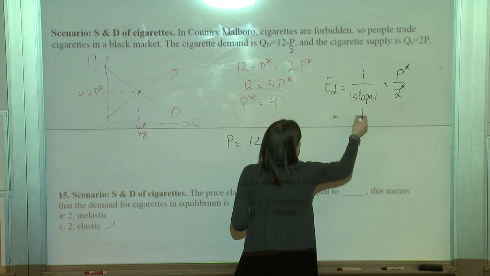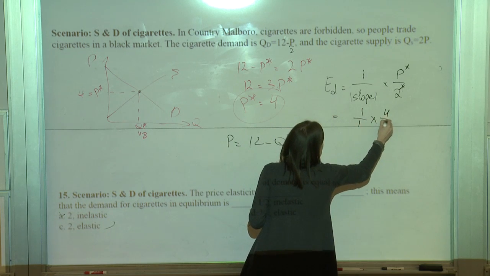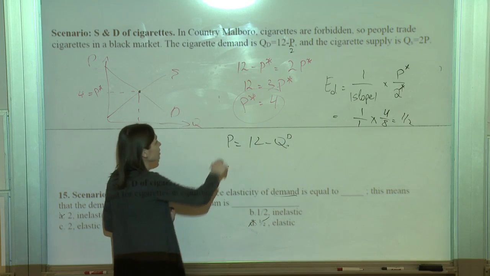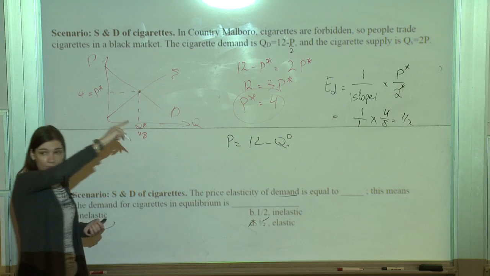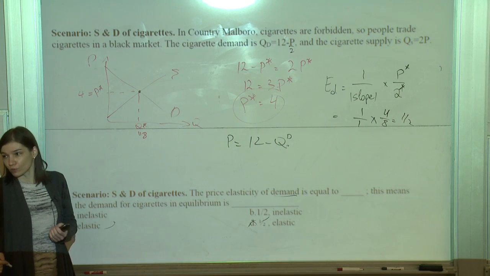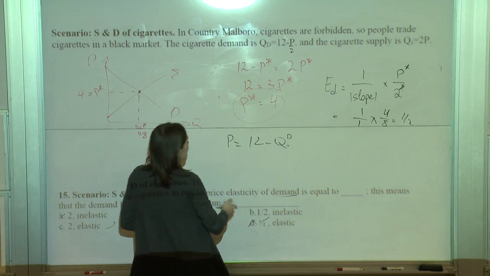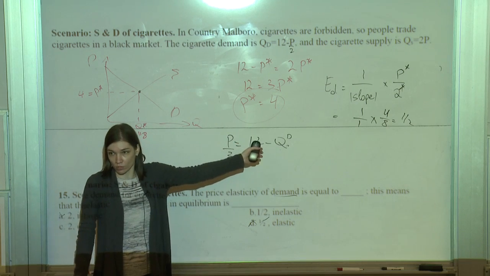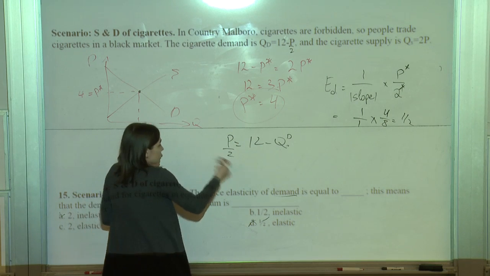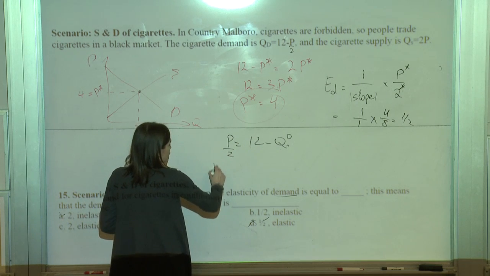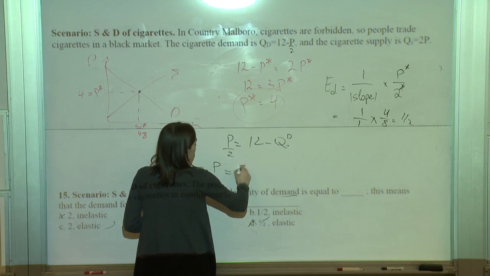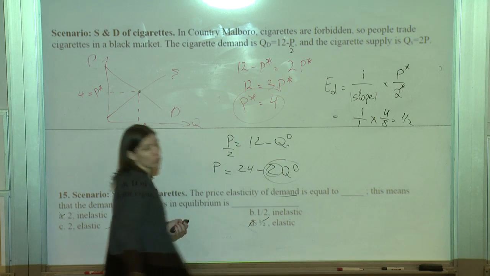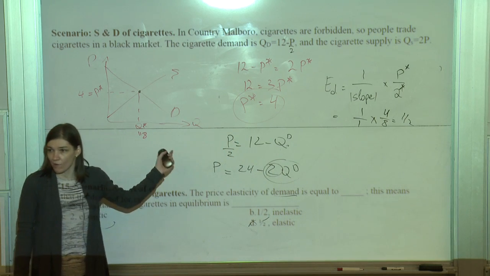Therefore, the elasticity becomes 1 over 1 times 4 over 8, or 1/2. However, if it were the other way around, if it were quantity equals 12 minus price over 2, right? Then I would have price over 2 equals 12 minus quantity, right? But I still don't know what the slope is. I need to express it in terms of price by itself. So that would be 24 minus 2 times quantity. And now the slope is -2, right? So be careful about that.